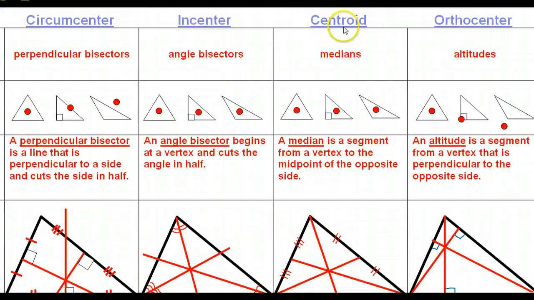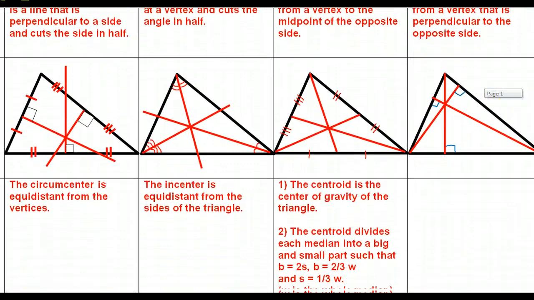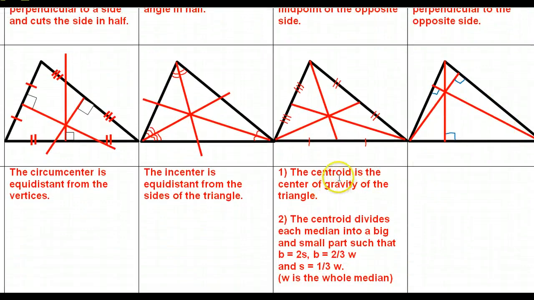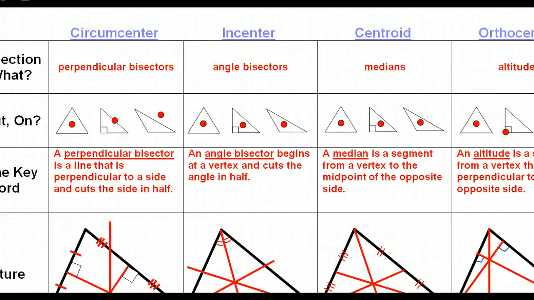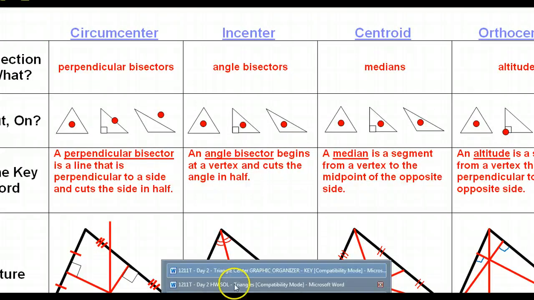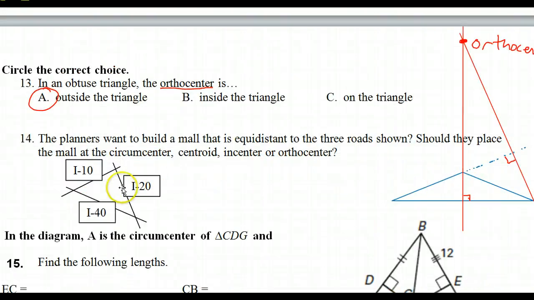Looking at those special properties, the centroid is the center of gravity, meaning I could balance the shape on the end of a pole at the centroid. And it also has these equations where it's being split up into a big part and a small part. But none of this has anything to do with being equally distant to anything. That's why I had mentioned right from the beginning either the circumcenter or the incenter. So those are going to be the choices that we're really choosing between.